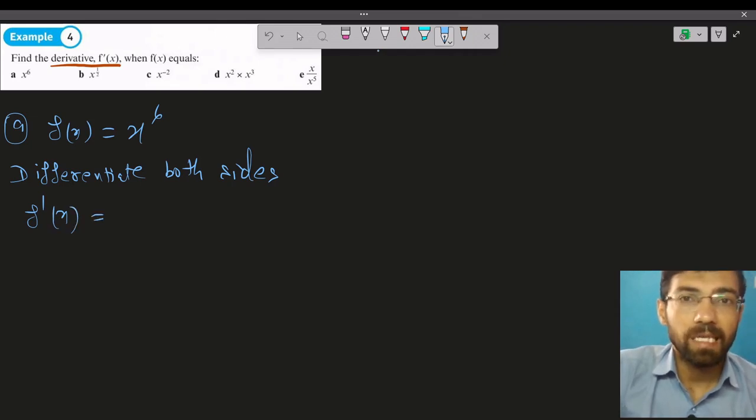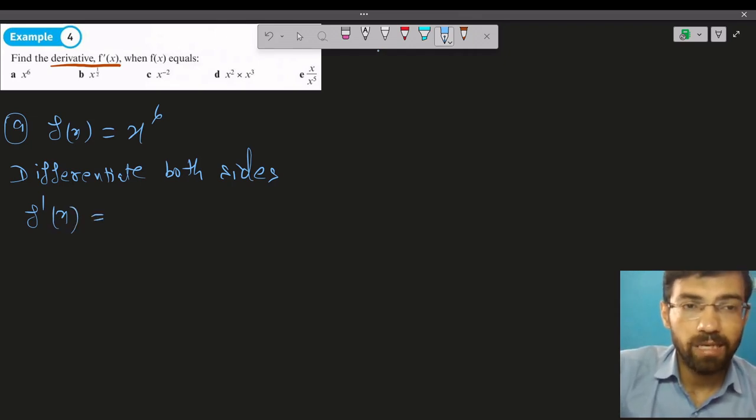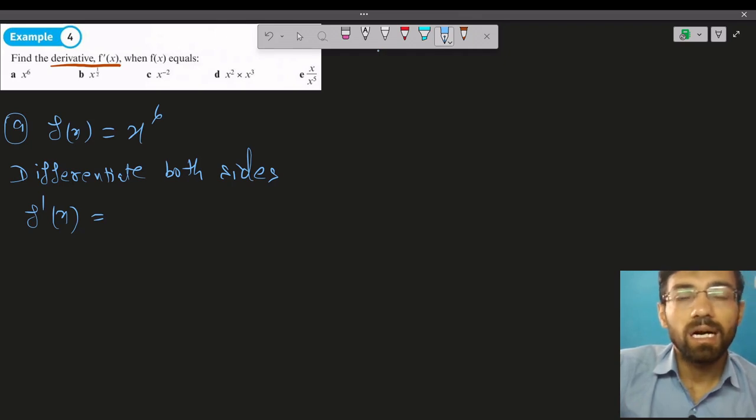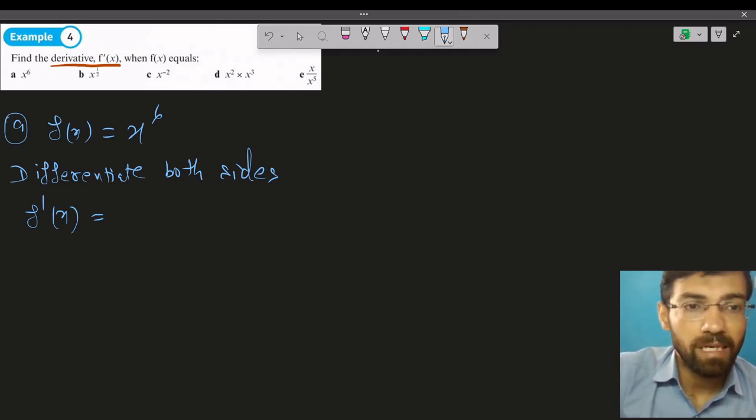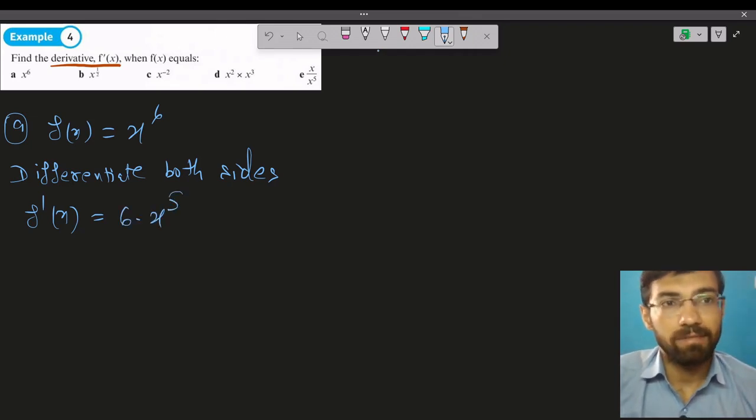Is it in the form of x raised to n, where n is any constant? Yes, we use the power rule to differentiate it. The power jumps off and decreases by 1. So it is 6 into x raised to 5. I think we have our differentiation.